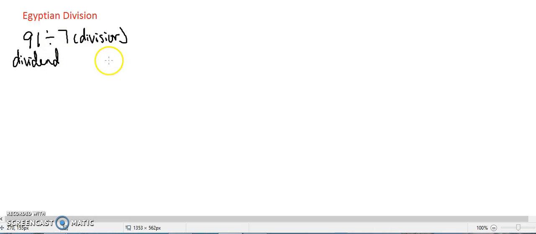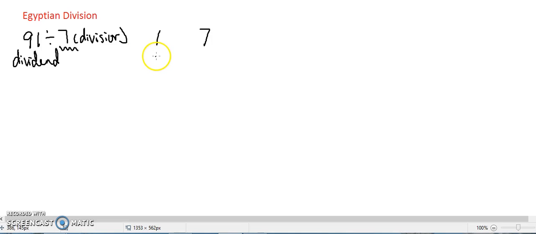So instead of doing long division, we're going to see how Egyptians divide these two numbers. The idea of Egyptian division is kind of similar to multiplication. So we're going to start with the divisor 7. 1, write down 1 7. And the idea is to try to get how many 7s equal 91. So we're trying to use the method of doubling to come up with 91.